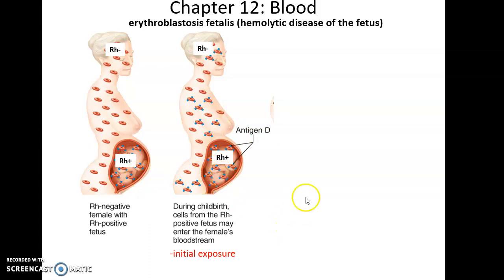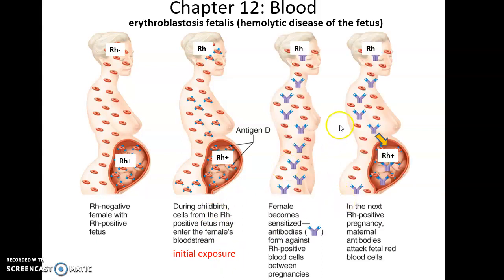However, this first child is fine. There are no complications, because this is the initial exposure. However, if the woman who now has antibodies against the Rh antigen becomes pregnant a second time, or third or fourth, with an Rh positive infant, then these antibodies will actually be able to cross the placenta and attack the blood cells of the infant and of the fetus. So it'll actually be able to attack the fetal red blood cells, causing the fetus to potentially get severe anemia. This can cause some major complications.